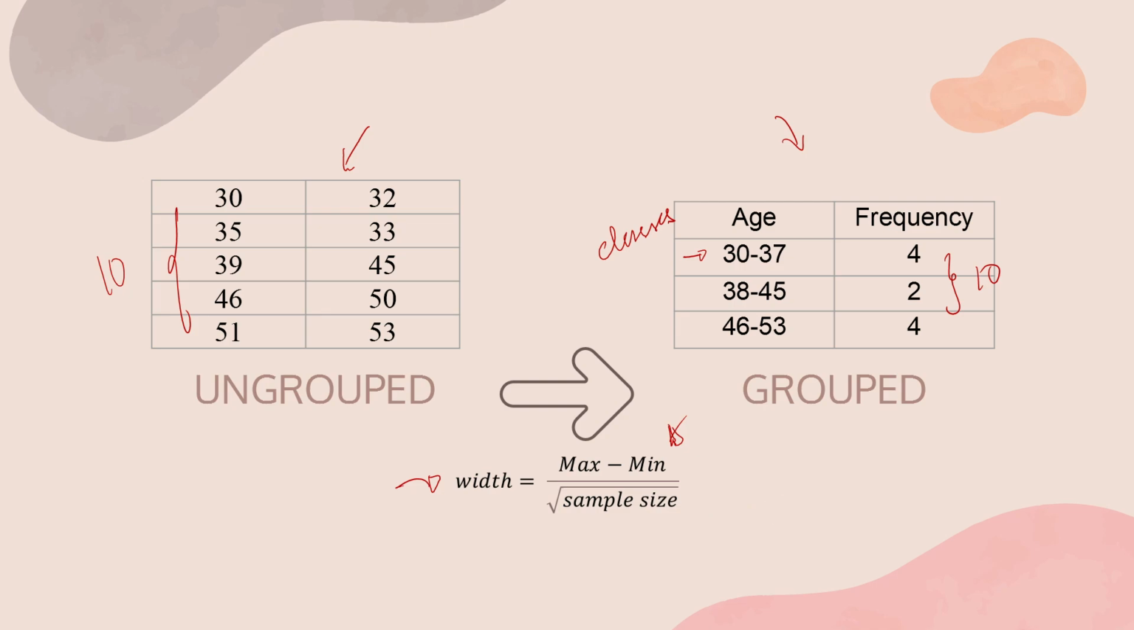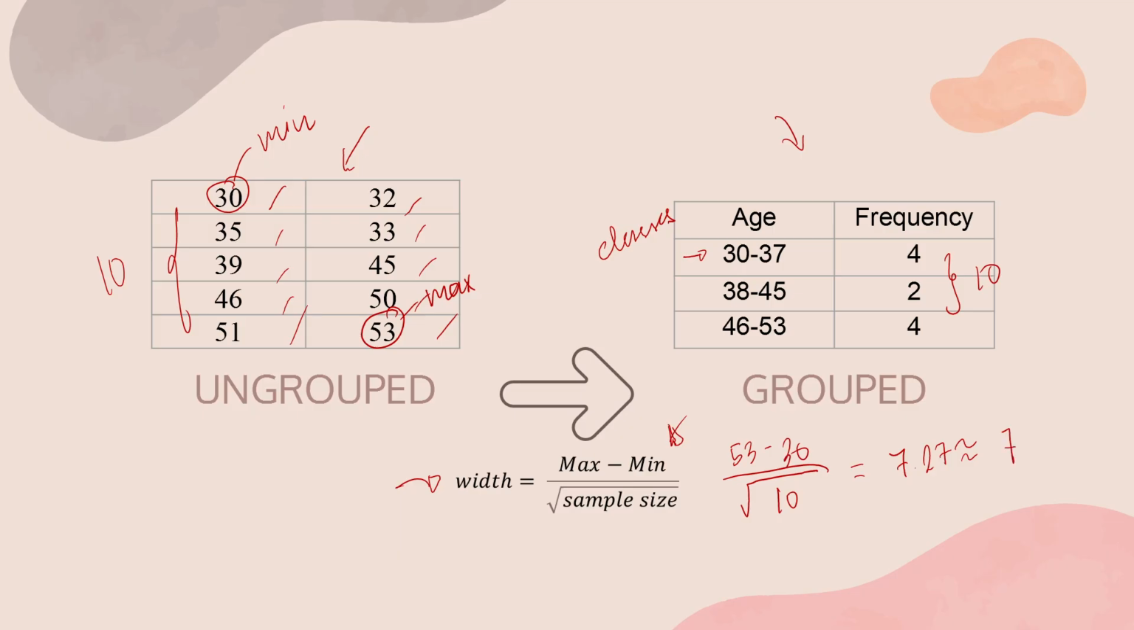So let's try to compute for this. You have your maximum minus minimum. The maximum, the highest, would be 53. So this is your max. And then your minimum is 30. So simply replace our variables: 53 minus 30, and then divide it by the square root of your sample size, which is basically 1, 2, 3, 4, 5, 6, 7, 8, 9, and 10. Now, if we input that in our calculator, you get 7.27. And if we round this off, we get 7. And so our class width should be 7.